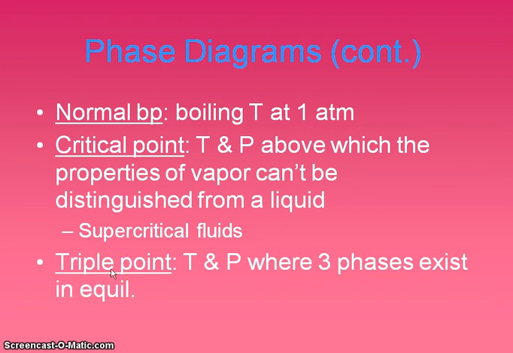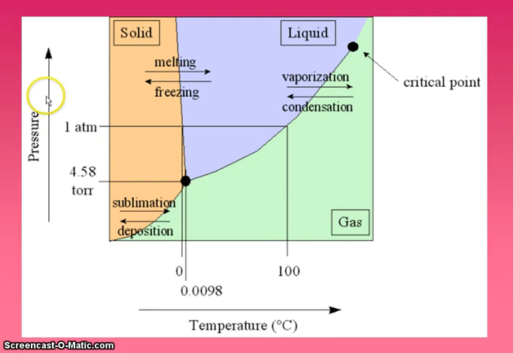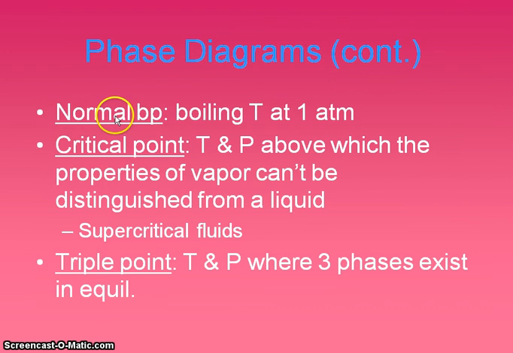A couple other points that are also important. The normal boiling point, which is going to be the boiling point or the boiling temperature at 1 atm of pressure. So if you follow 1 atm across to where the substance would be boiling, so going from liquid to the gas state, this point right here, whatever temperature that's at, that is going to be the boiling point, and that's the normal boiling point because it's at standard pressure of 1 atm.